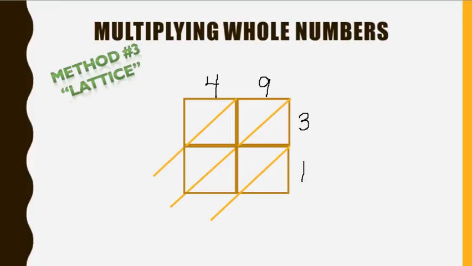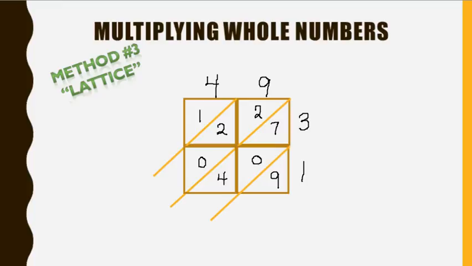So 9 times 3, 27. 4 times 3 is 12. Then you come down here to this 1. 1 times 9. So 1 times 9 is 9, so you don't have any 10s, so you're going to put a 0 there. Trying to use my pointer so you can follow me. 1 times 4 now is 4. 0 10s and 4 1s.